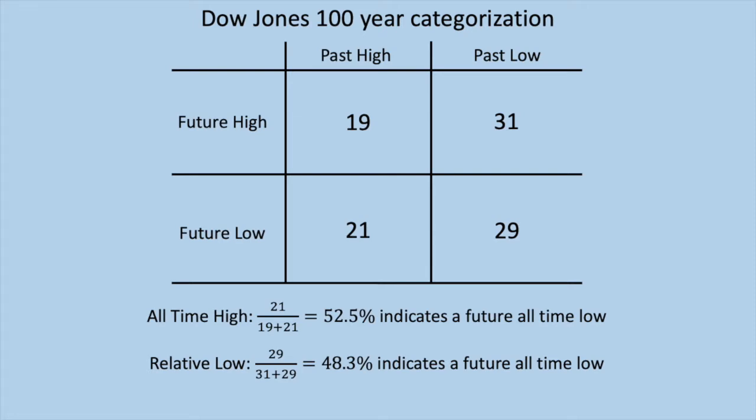Conversely, for the 60 years that the market was at a relative low, 29 ended up being a future all-time low. So anytime the market was at a relative low in the past 100 years, there'd be just a 48.3% chance that it would never get that low again. As counterintuitive as it might seem, the market being at an all-time high is a more reliable buying signal than the market at a relative low.